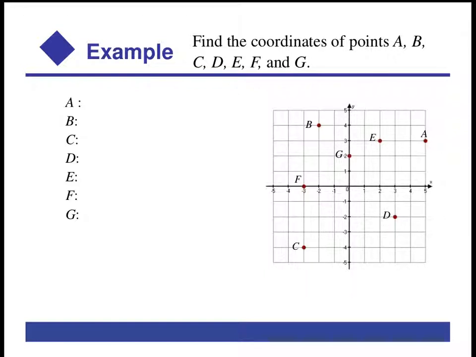So now we're going to try to plot these, or actually they're plotted for us. We're going to write down the coordinates. So the first thing I'm going to do is start with the origin, and I'm going to go over to 5, and I'm going to go up to 3, and that tells me A. So A is 3, 5. Stop the tape and you do this and see how it works for you.